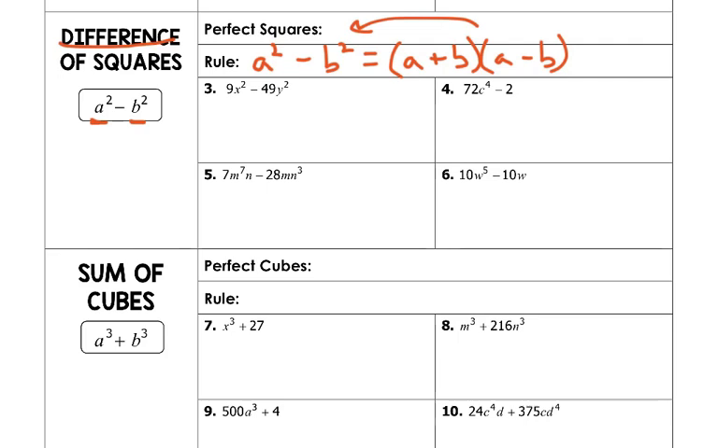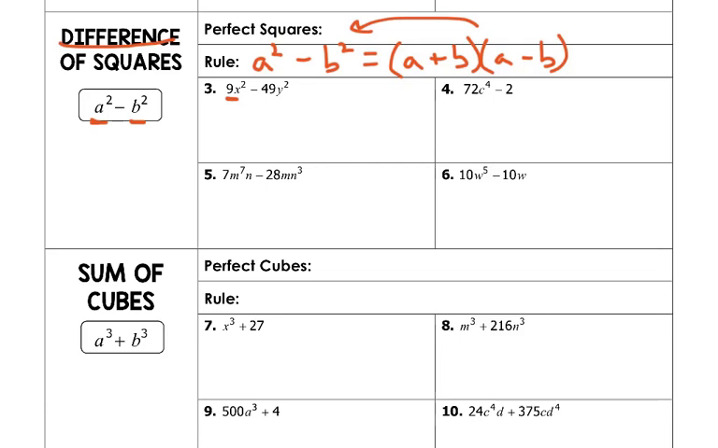All right. So look at number 3 here. 9x squared minus 49y squared. Is 9x squared a perfect square? Yes, 9 is a perfect square. What number multiplies together twice to end up getting 9? 3. 3 times 3. What number ends up multiplying twice to get x squared? X. X times x is x squared. So this meets our criteria for a perfect square.